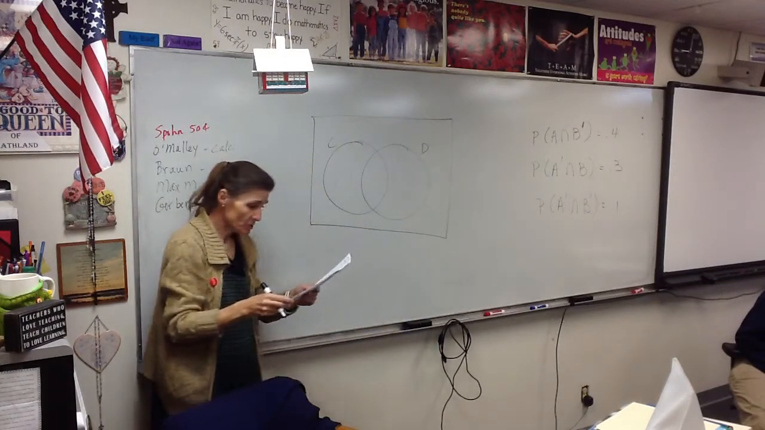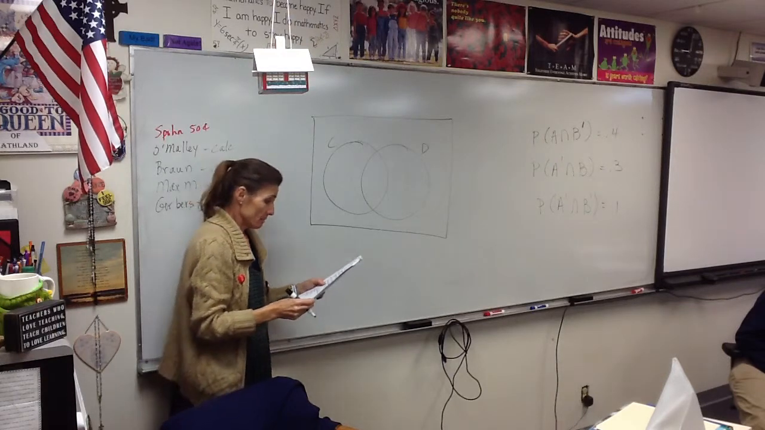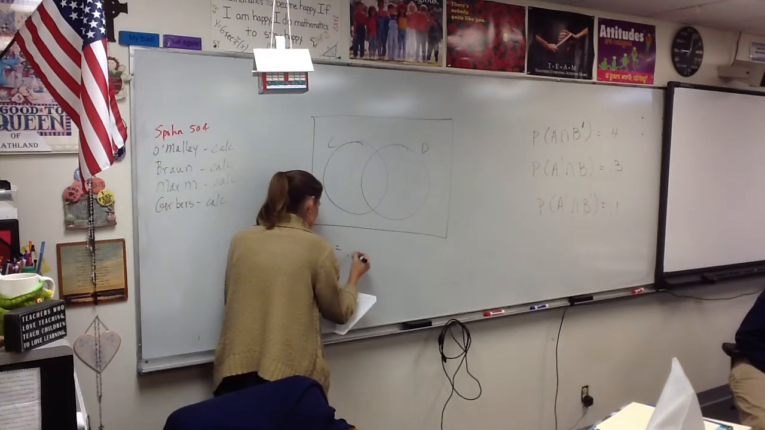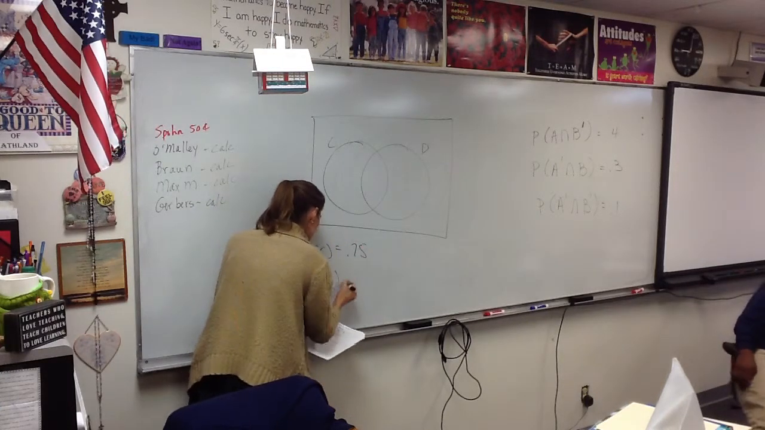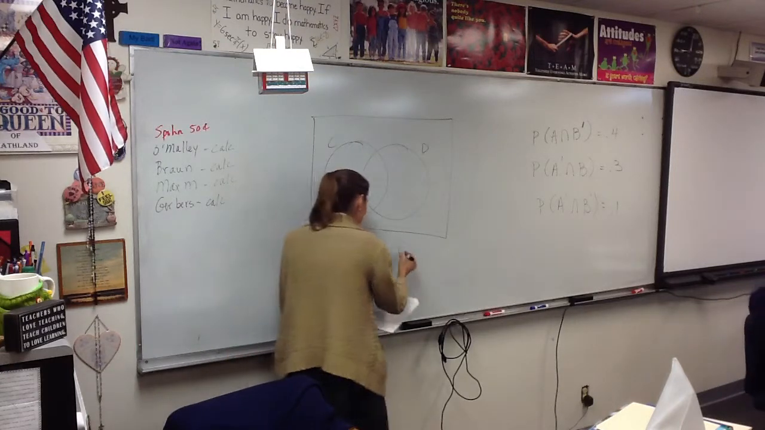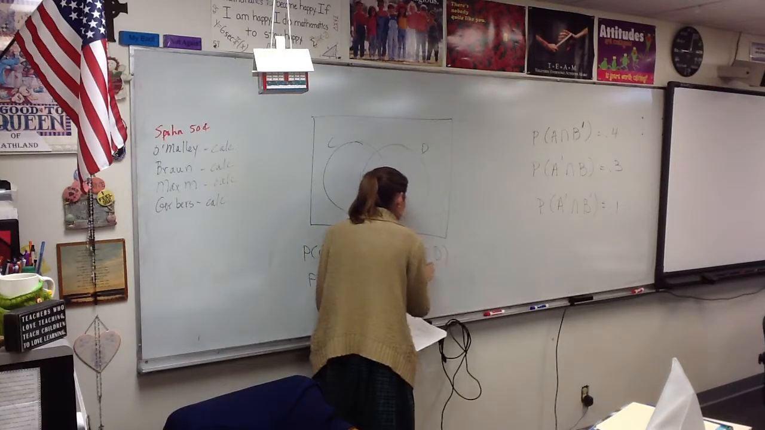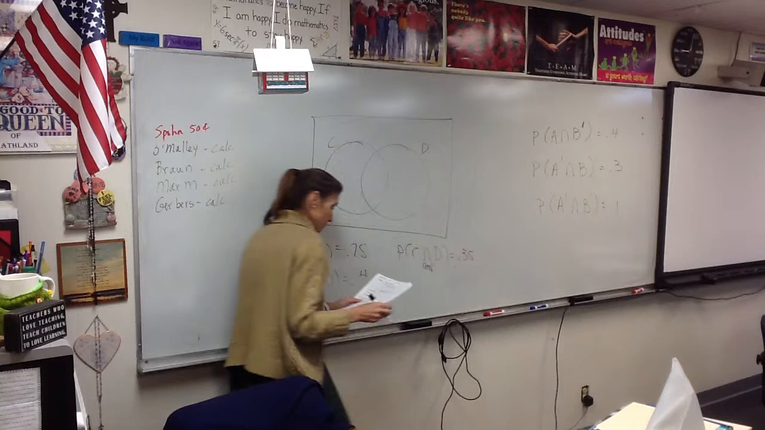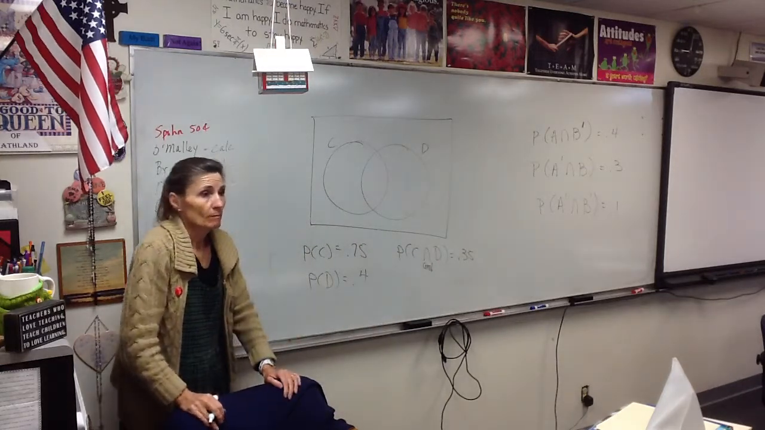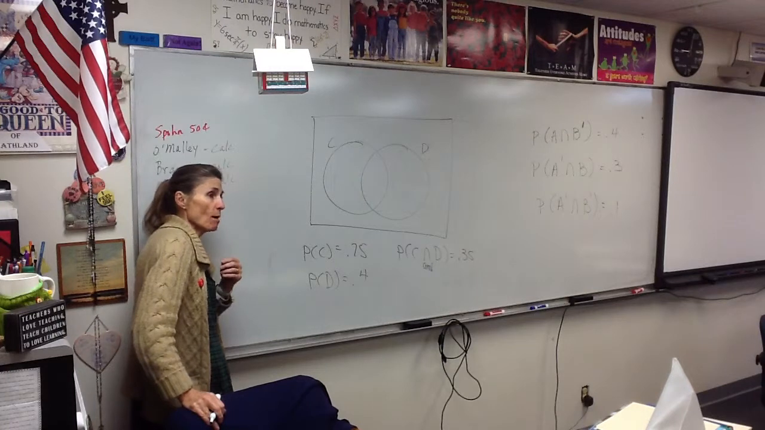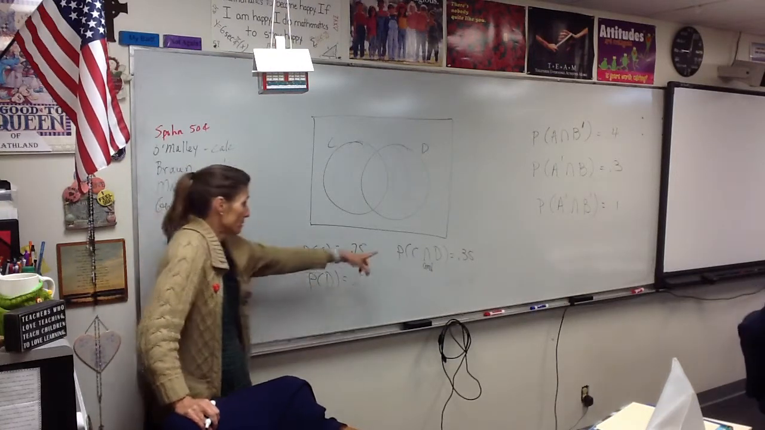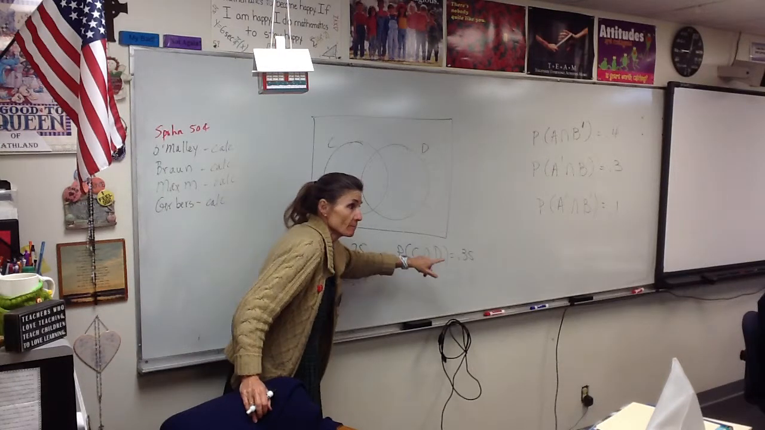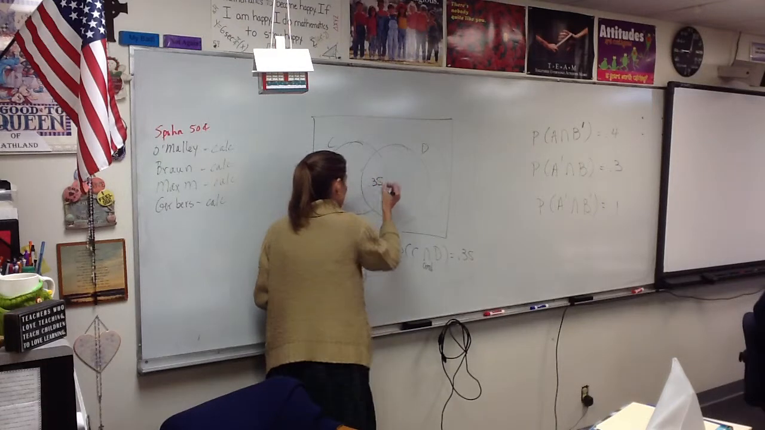Okay, Maya Brownlow, you paying attention? Yes, ma'am. Now, it says the probability of C is 0.75 and the probability of D is 0.4. And the probability of C and D, remember this means and, C and D is 0.35. So where do I start? I told you in the last problem, where do we always start? With this. Where do I put that 0.35? In the football.